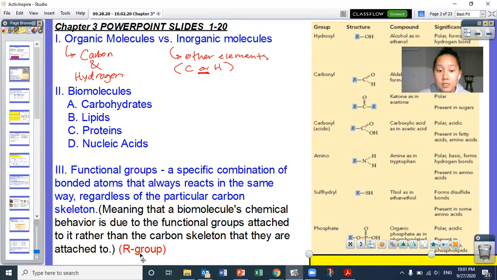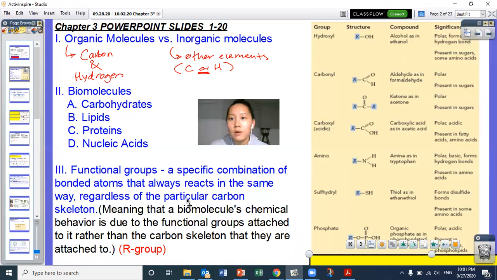This is in red because we usually refer to functional groups as R groups in general. Whatever R group is attached to your carbohydrate or to your lipid or to your protein or to your nucleic acid determines its specific job.